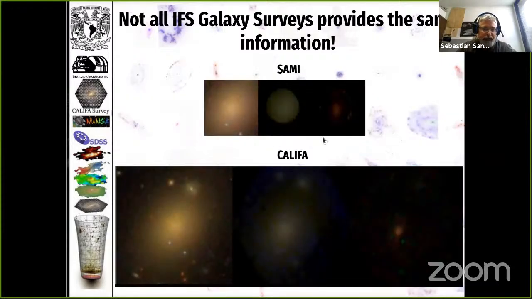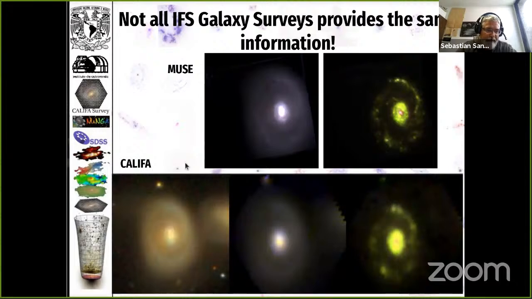If you compare with SAMI, you may have the same effect. This is how SAMI sees a galaxy. You still see some brownish ionization here, which is a LINER-like ionization. This is how it's seen with CALIFA. Of course, if you compare CALIFA with MUSE, you have the contrary effect. This is the kind of information you derive with MUSE, and this is the kind of information you derive with CALIFA. And here, you see this pinkish or brownish ionization in the very center that is almost unseen. If you look in detail, it's still there, but almost unseen in the CALIFA data.